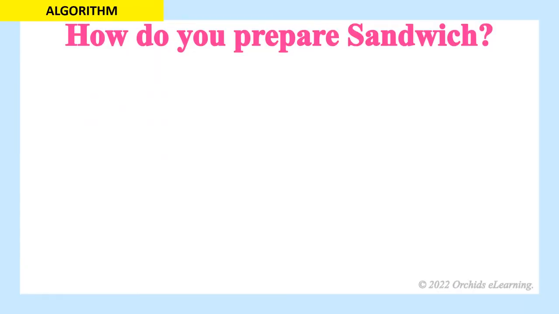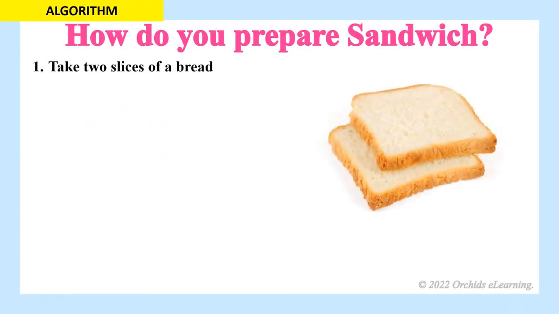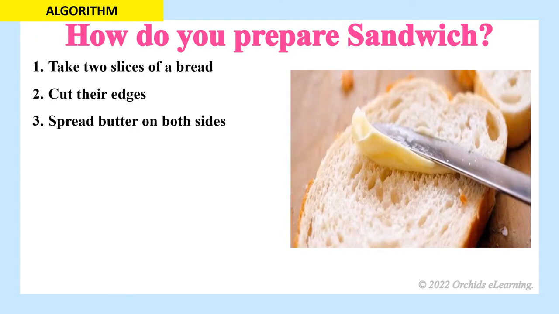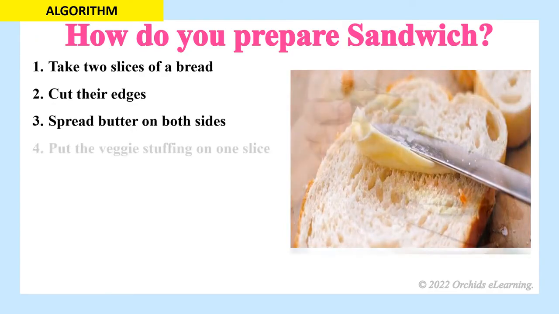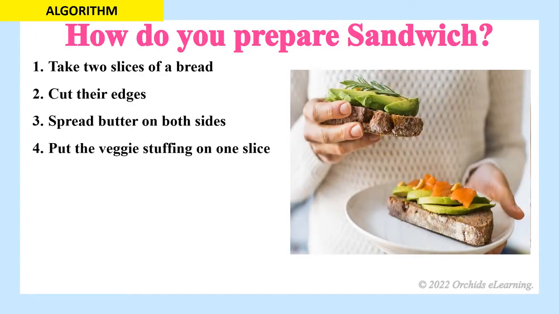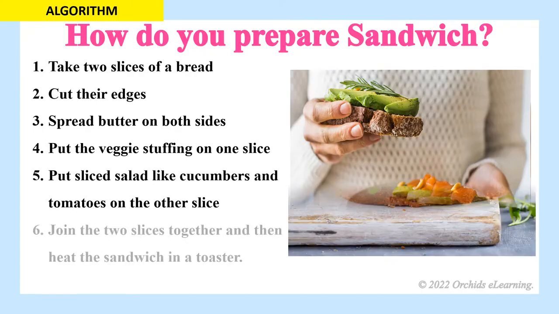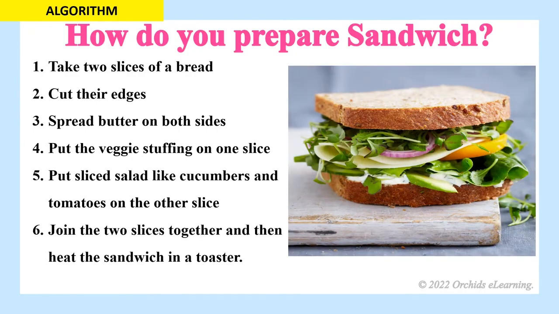How do you prepare a sandwich? Take 2 slices of bread. Cut their edges. Spread butter on both sides. Put the veggie stuffing on one slice. Put sliced salad like cucumbers and tomatoes on the other slice. Join the 2 slices together and then heat the sandwich in a toaster. Your sandwich is ready.